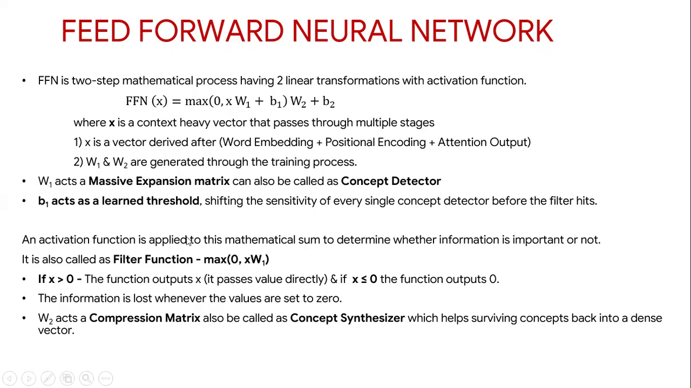And the activation function. The activation function is the maximum of 0 comma x of W1. What happens here is that during the filtering function, some of the words which are not related to the meaning of the context are nullified, because their intensity will be negative and it can make the model unstable. So the information may be lost when some values are made 0.